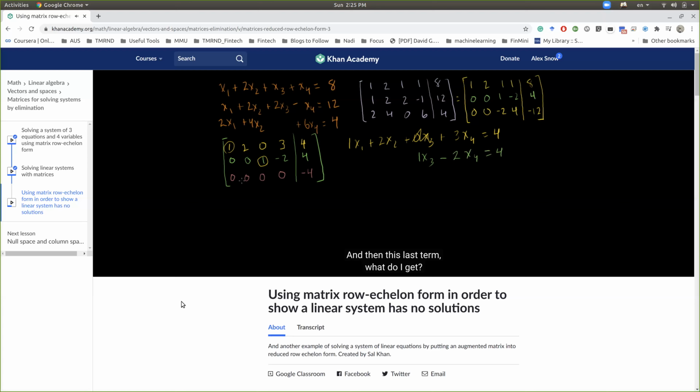And then this last row, what do I get? I get 0 x1 plus 0 x2 plus 0 x3 plus 0 x4. Well, all of that's equal to 0, and I've got to write something on the left-hand side. So let me just write a 0, and that's got to be equal to minus 4. Well, this doesn't make any sense whatsoever. 0 equals minus 4. This is a nonsensical constraint. This is impossible. 0 can never equal minus 4. Which means that it is essentially impossible to find an intersection of these 3 equations, or a solution set that satisfies all of them.